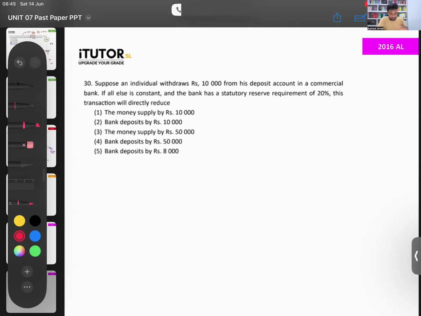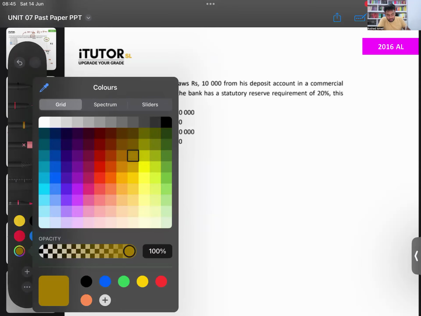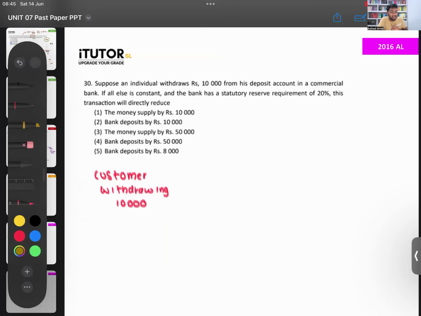Now, when you get a question like this, what is happening? There is a customer, he is not depositing. But what is he doing? A customer is withdrawing 10,000. Now, if it makes it easy for you, you think of it as a deposit of 10,000. And then we'll work on the opposite first, right? So first we'll forget about the withdrawal. We'll think of the opposite that we know, a deposit. So let's say instead of withdrawing, a customer deposits 10,000.